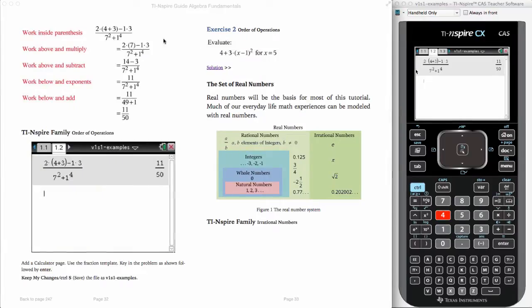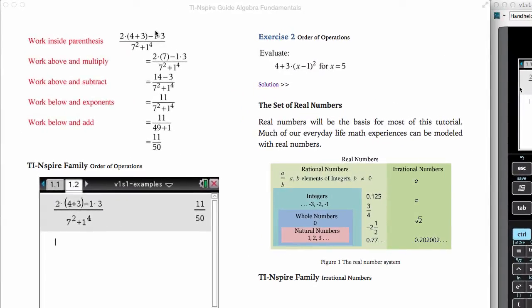Going back to this particular problem, we see here that we have parentheses, so we add the two. Then we have multiplication, subtraction, multiplication. So the two multiplications need to be done first. So we get 14 minus 3. Then we need to work above the fraction bar. So this turns out to be 11.